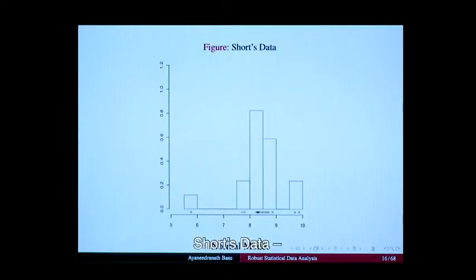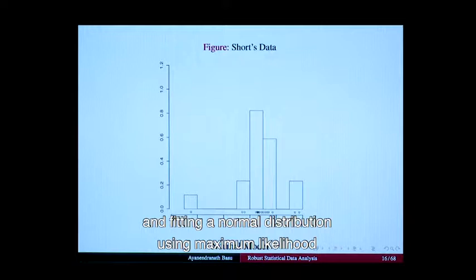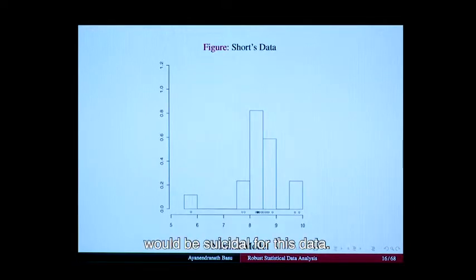Next one, Short's data, also a very famous data set, was used to measure the parallax of the sun. But if you look at it, it has two moderate outliers on the right and one huge outlier on the left, and fitting a normal distribution using maximum likelihood would be suicidal for these data.